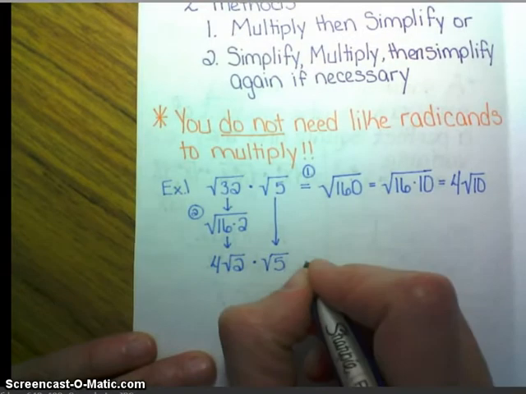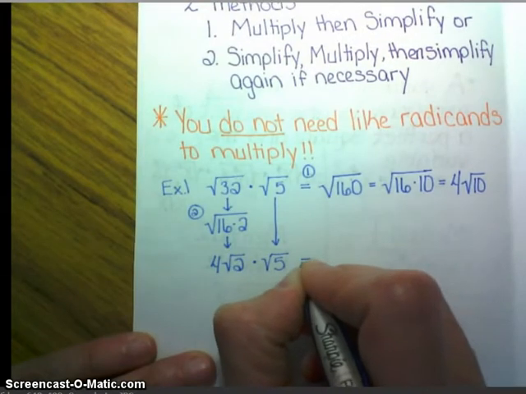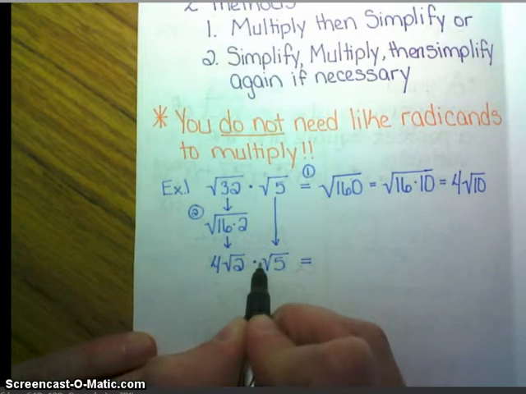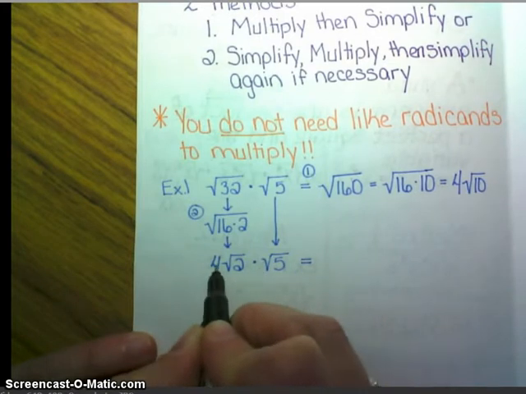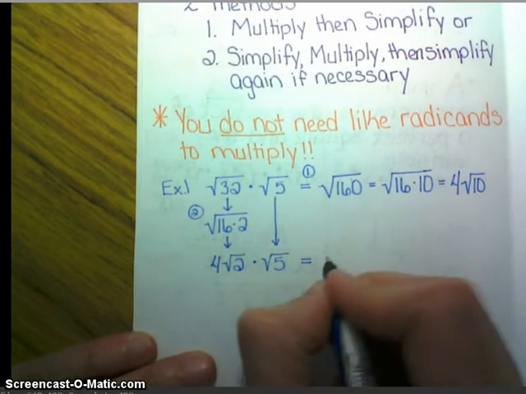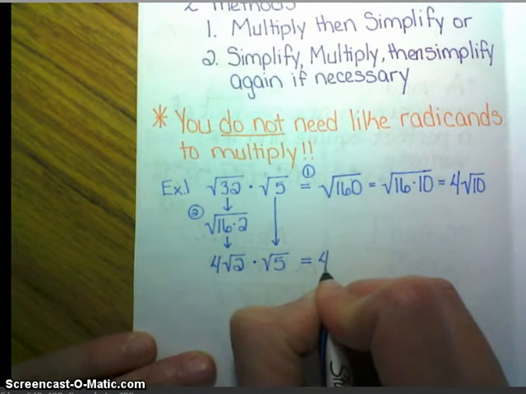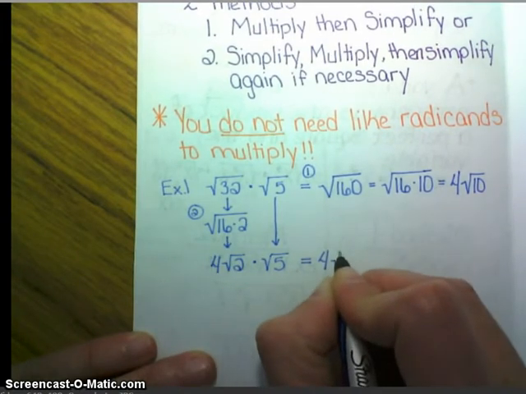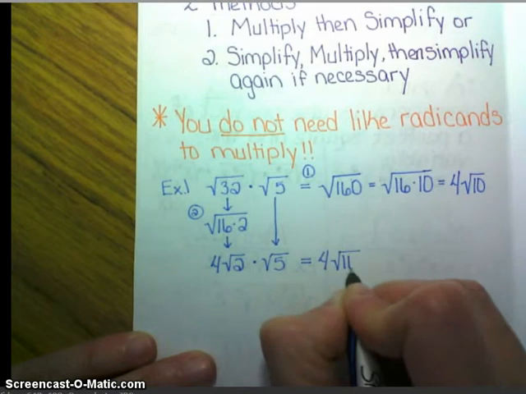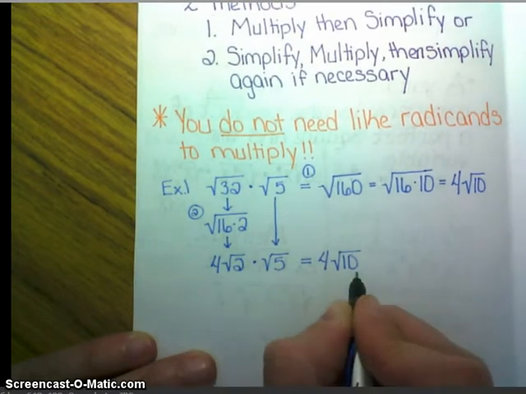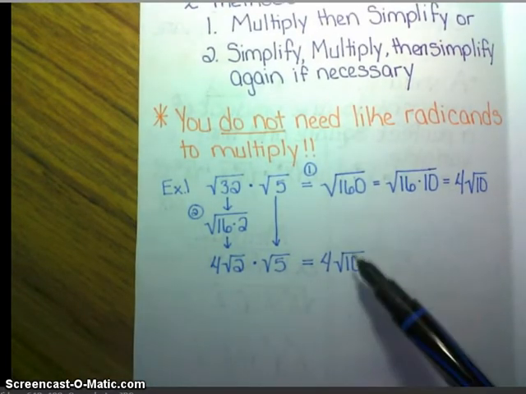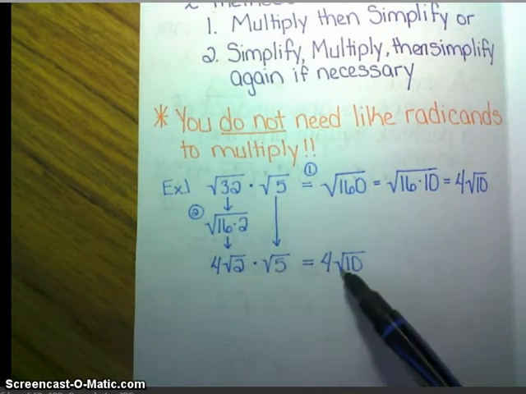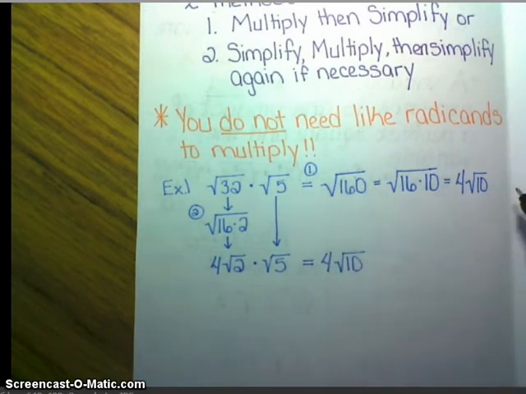So now I do actually have a coefficient that I can visually see. Here's a 4. And again, this is understood to be a 1 here. So if I multiply my coefficients, 4 times 1 gives me 4. And then if I multiply my radicands, that would be the square root of 10, because 2 times 5 gives me 10. So you can see either way, you're going to get the same answer. It's just whether you want to simplify first, then multiply, or if you want to multiply, then simplify.